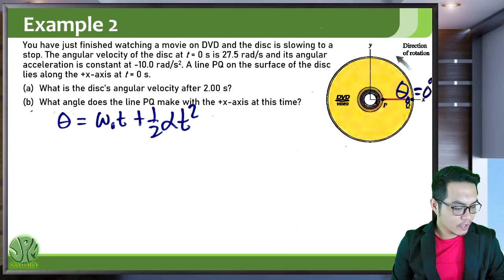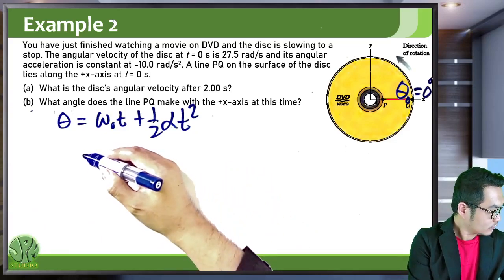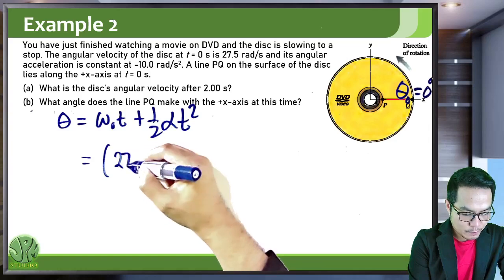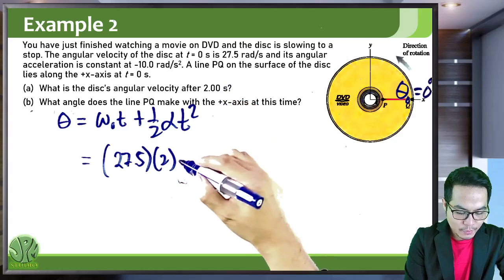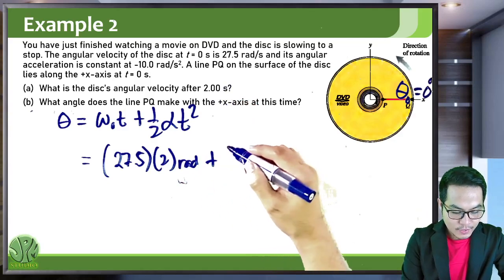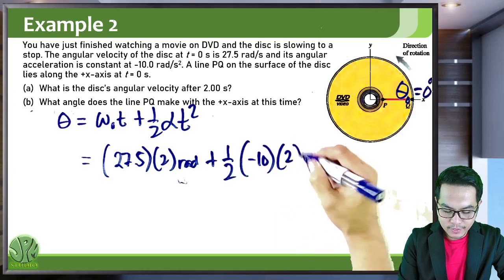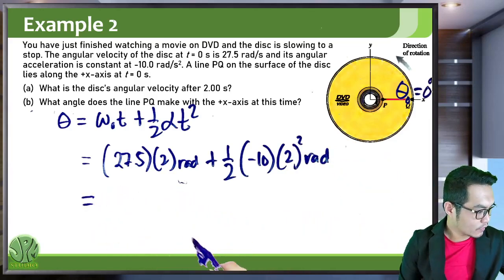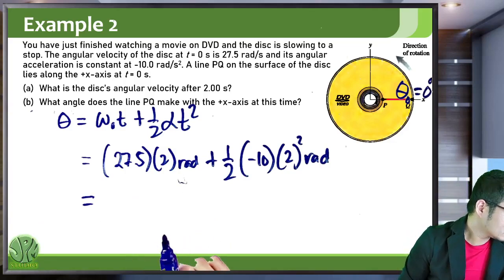and you will get 1. So omega naught is 27.5 radians per second. Time is 2 seconds. So the final unit here will be radians. Plus 1/2 alpha is -10. Time is 2 seconds squared. So this is radians. The final unit is radians. So you calculate this one.